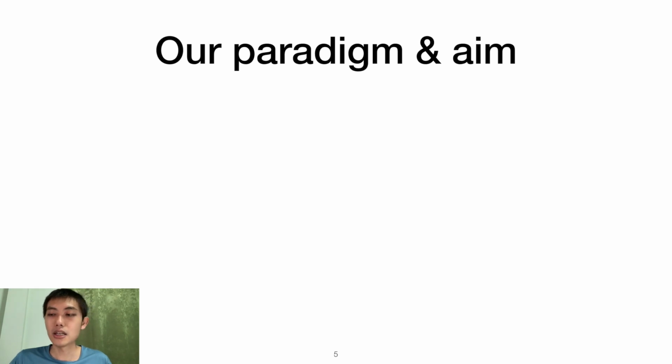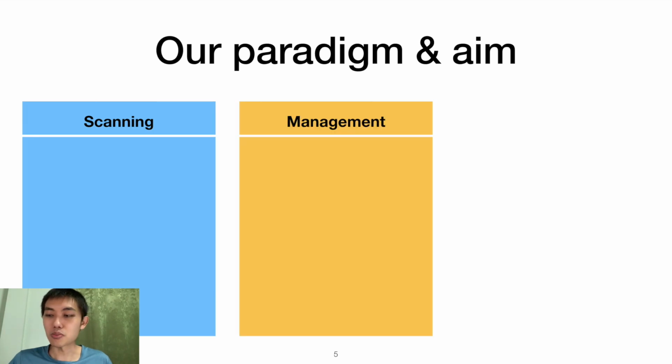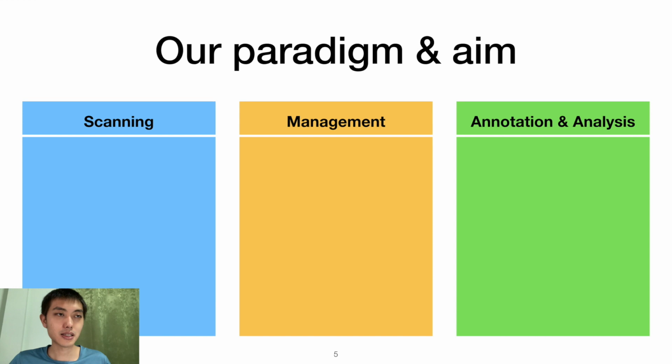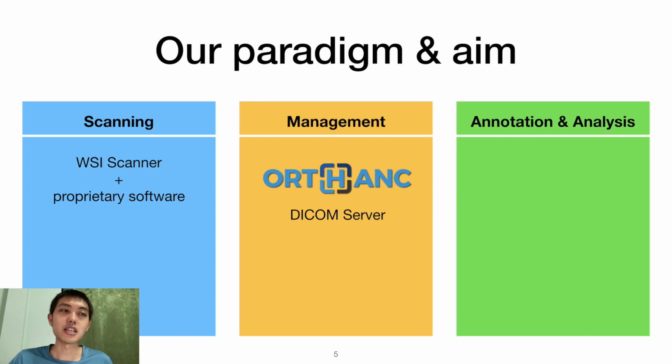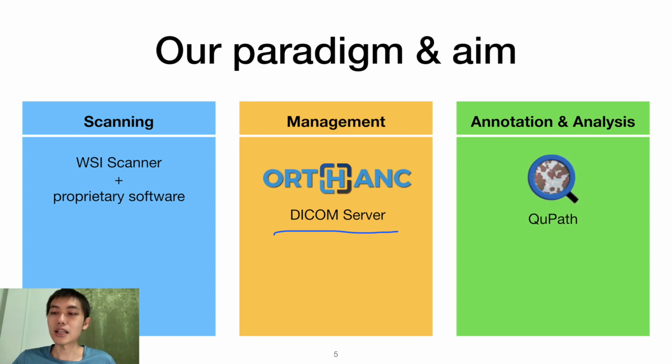Before we go to that, I would like to talk about how we think the digital pathology platform should work. It should consist of three things: scanning, management, and annotation and analysis. In scanning, obviously that would consist of the whole slide image scanner and its software to control the scanner. Ideally, in management, we hope that the DICOM server would dominate this area. And finally, in the annotation and analysis, right now you can use QuPath to do a lot of that.